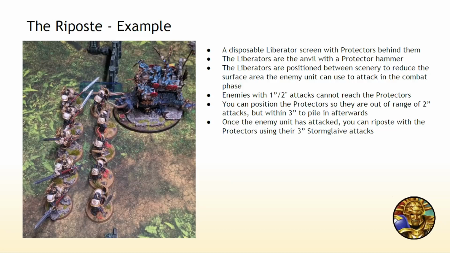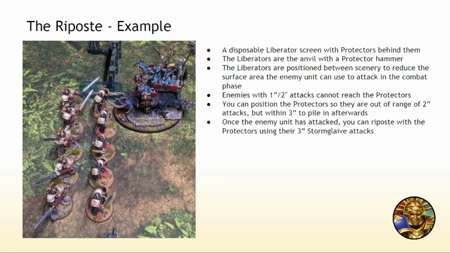So in this particular example, you can see that the Protectors have been positioned such that any enemy entering within half an inch of the front of those Liberators will be within range for the Protectors to make a counter pile-in move. So what happens here is the Stegodon cannot reach the Protectors, and after it attacks, whether the Liberators are slain or not, the Protectors with their 3-inch reach can make a pile-in move and attack the Stegodon. This would be an example of a riposte. It is an immediate, quick counterattack, and it's based usually on your positioning.